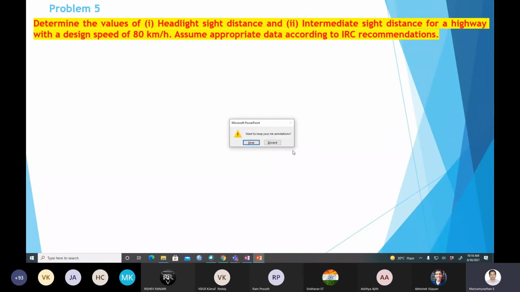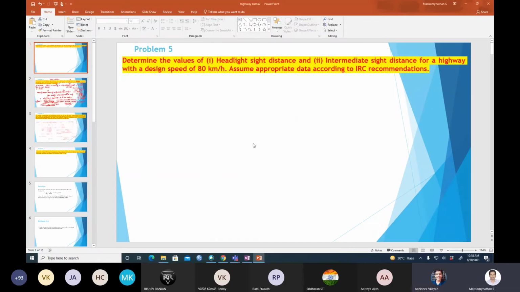Any doubt from today's session? Today we have seen an overview of the overtaking sight distance, the OSD value, and in detail we have seen two problems: how to solve for the OSD value and how to design the overtaking zone by considering the minimum as well as the desirable, that is the maximum overtaking zone length. Any doubt, student?